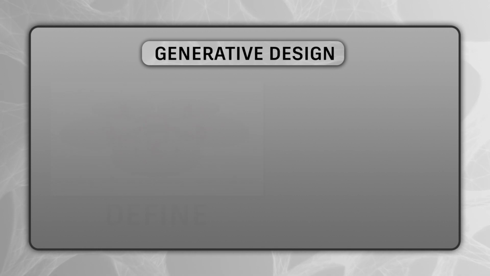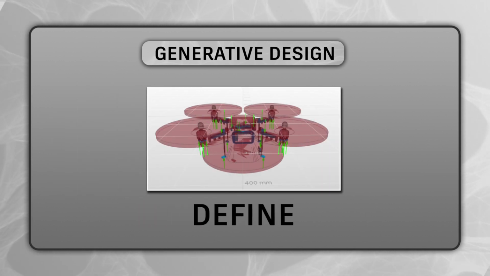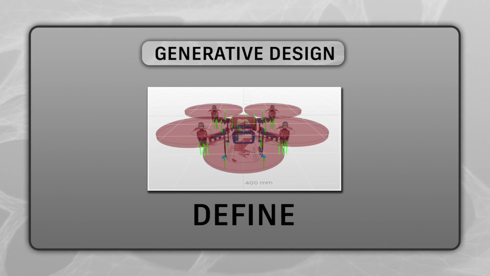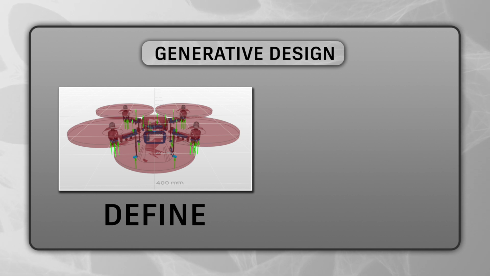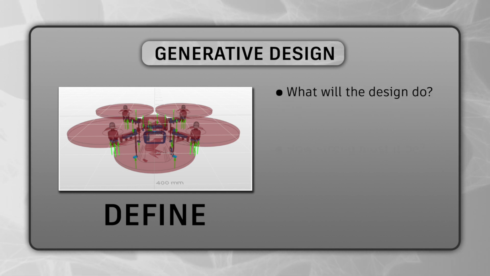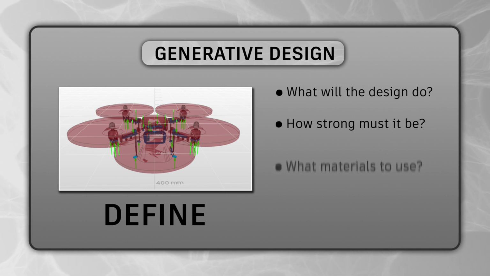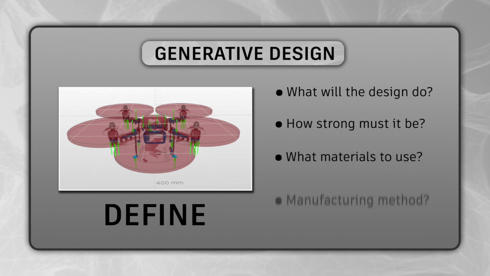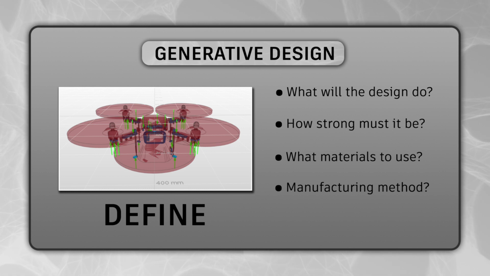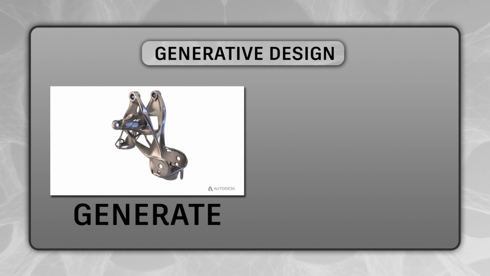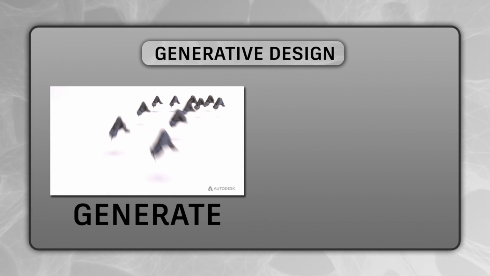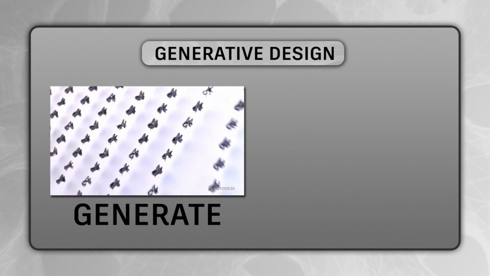Now, generative design takes a different approach to the whole design process. Instead of thinking about the design and then creating it within your application's toolset, you simply tell the specific goals to the generative design platform. For starters, what do you want the design to do? How strong must it be? What materials could be used? And which manufacturing methods are available to make this design? With the use of AI and cloud computing, generative design will start working and produce a range of solutions based on your set of goals.